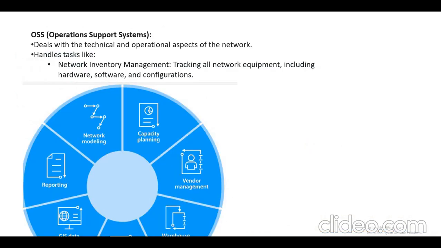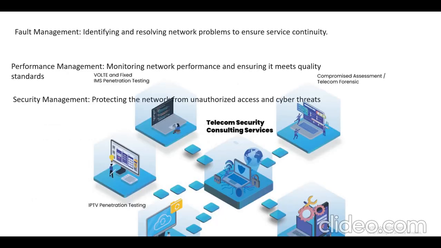Now OSS, the operations support system, deals with the technical operational aspects of the network, like network inventory management, tracking all network equipment including hardware, software and configuration. Then we come to capacity planning, vendor management, network modeling, reporting, and warehouse management, which have to be supported here. Now fault management, performance management and security, like telecom security consulting services here.